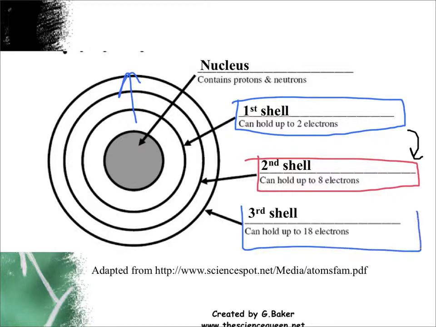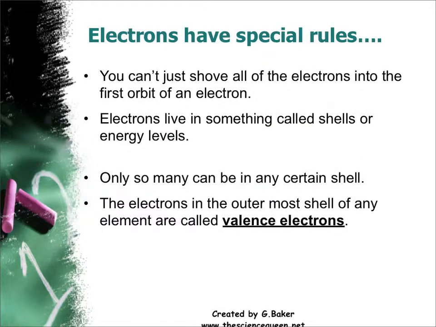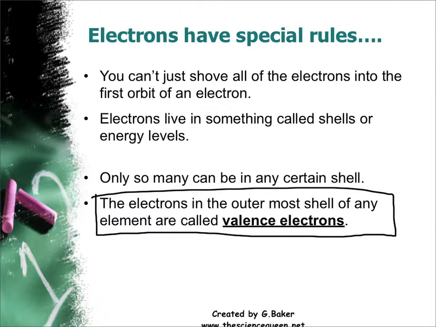So you fill the first layer, and then you move on to the second layer. Then you move on, if you've got the 2 and the 8 already taken care of, to the third layer, which can hold a max of 18. And so on and so on. You've got to fill a layer before you go on to the next one. The key here is this statement. Like we said, you've got these different layers. You can only have so many electrons in a specific layer. But the most important layer for us is the outer layer, the layer on the outside. And the electrons in that layer are called the valence electrons.